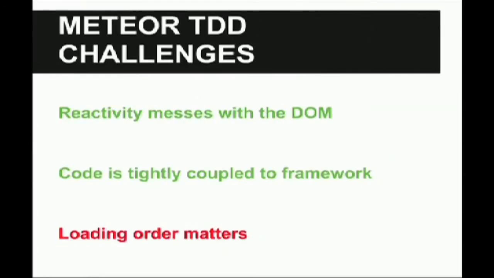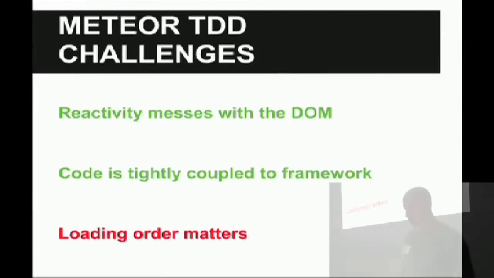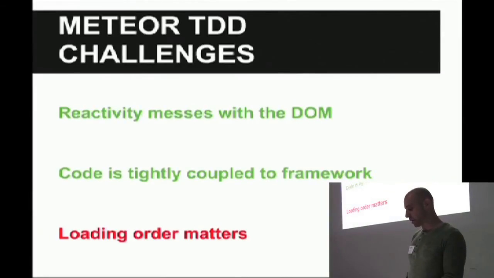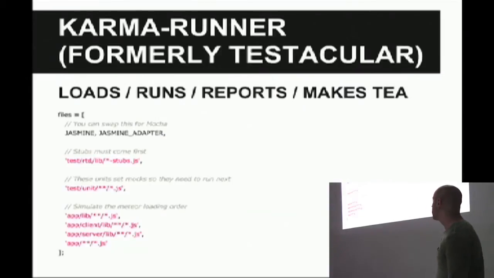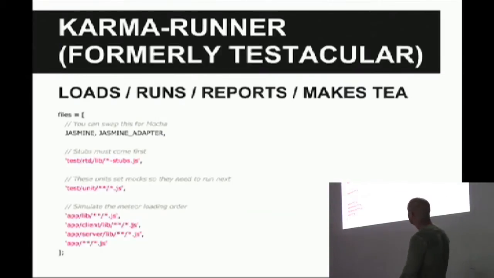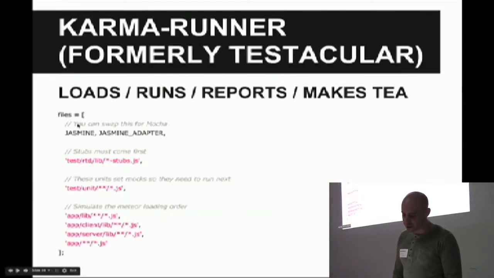All right, so that's how we solved basically the tight coupling in Meteor, and we're able to isolate the units of code. So finally, the loading order matters in Meteor, and especially when you're loading the stubs in unit tests first. Now, we use something called Karma Runner, which had a horrible name before, and basically it allows you to control the loading order of the files that you're loading.